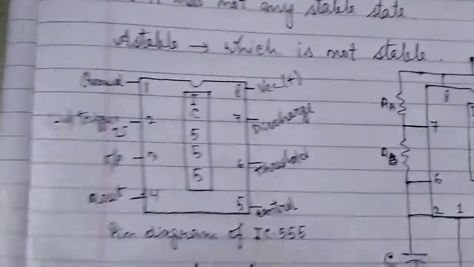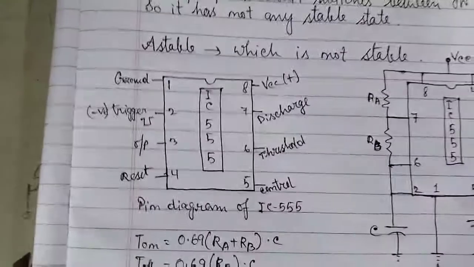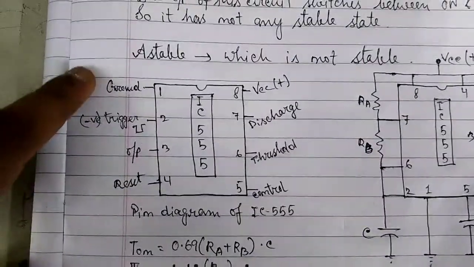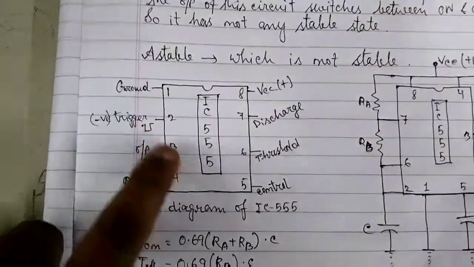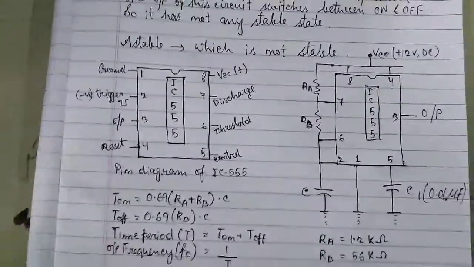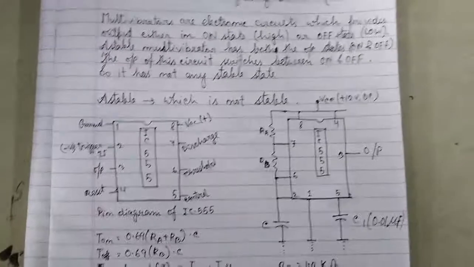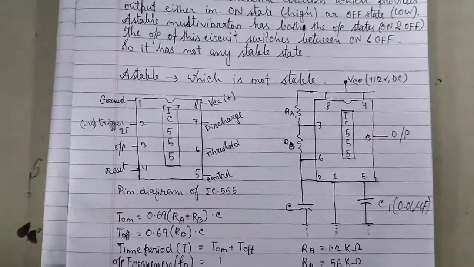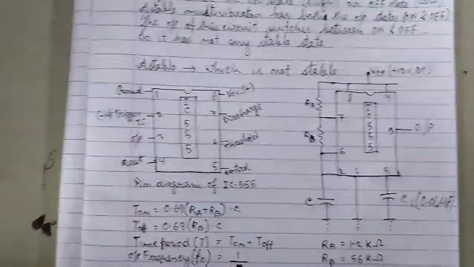Now this is the pin diagram of IC 555. Pin number 1 is ground terminal. Pin number 2 is for negative triggering. What is triggering? Triggering is applying some voltage more than or less than the initial voltage of that terminal.